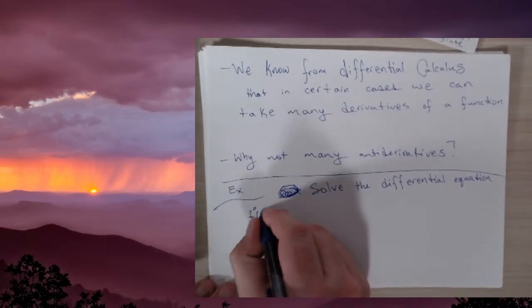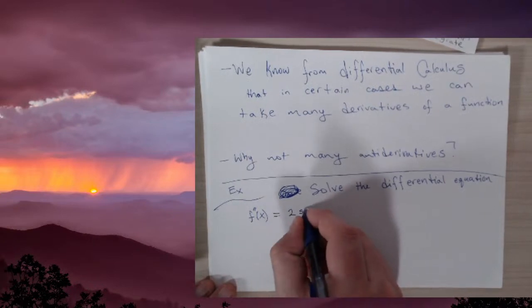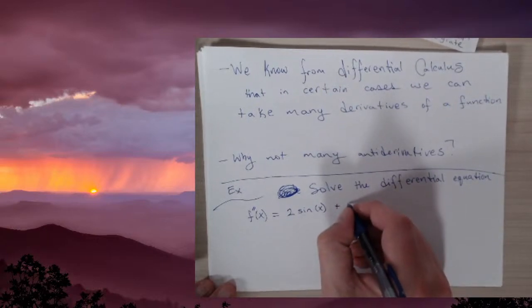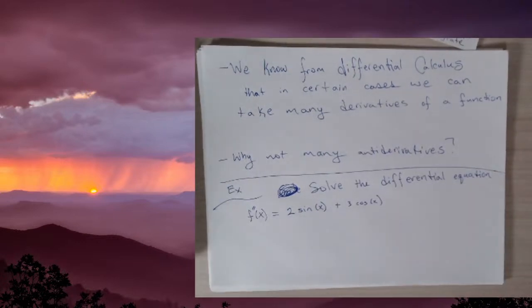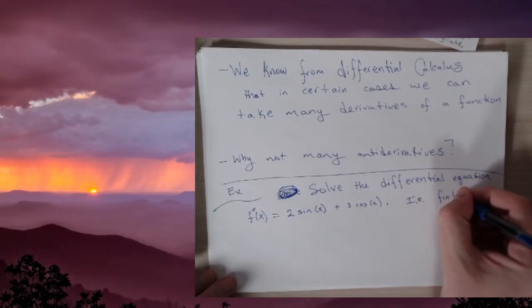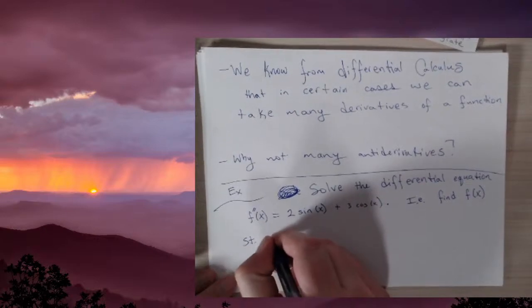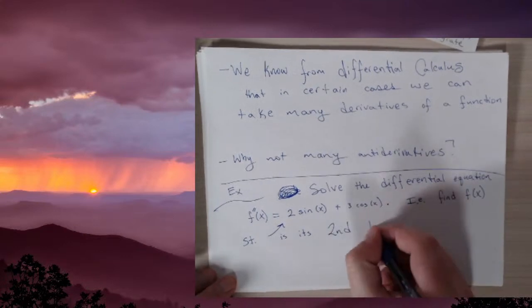Let's suppose the second derivative of f of x, let's just make it easy, equals 2 sine of x plus 3 cosine of x. So what does this want us to do? This wants us to find, in particular, a function f of x such that this is its second derivative.